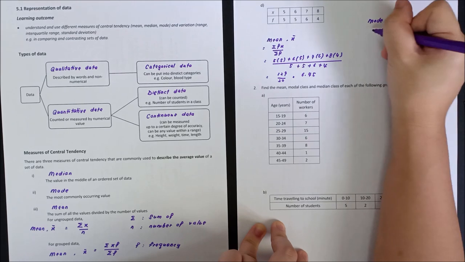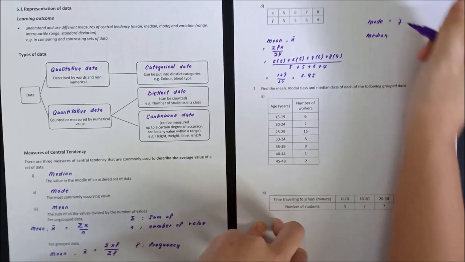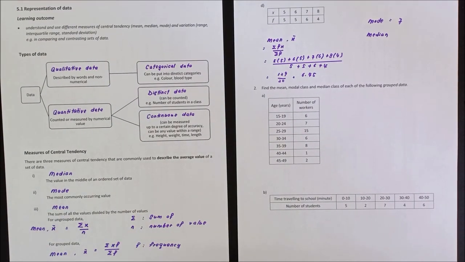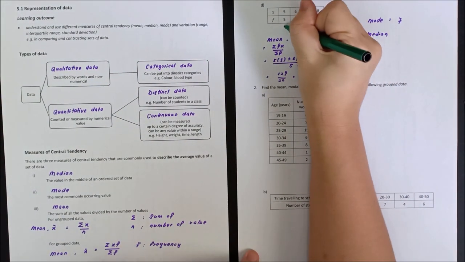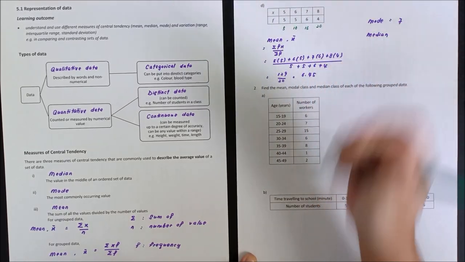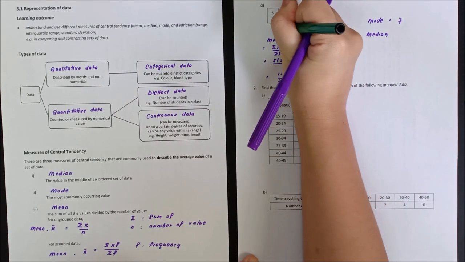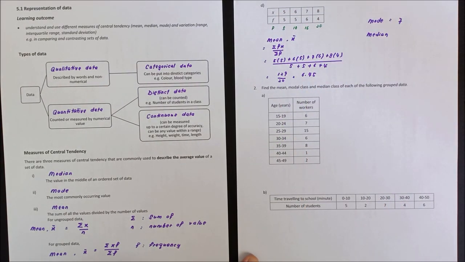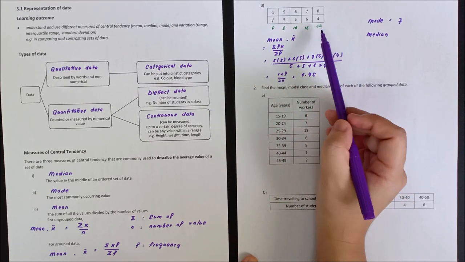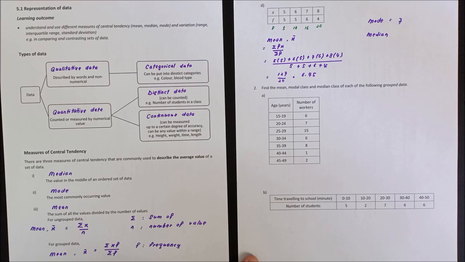Then the next one, median. Remember, whenever you want to find the median, you need to write down your cumulative frequency first. In this case, it starts with 5. Then 5 plus 5 gives you 10. 10 plus 6 is 16. Then 20. When you do your cumulative frequency, you can check whether your last number is the total or not. If the 20 is not your total frequency, that means you might have made some mistake in your question itself.